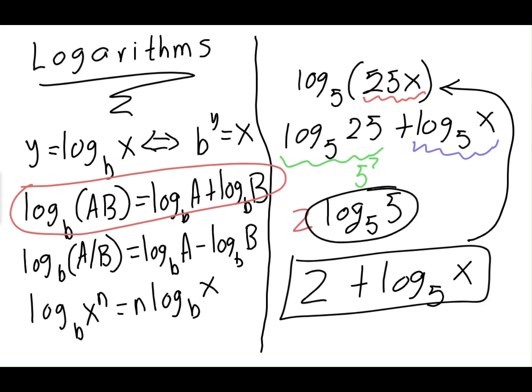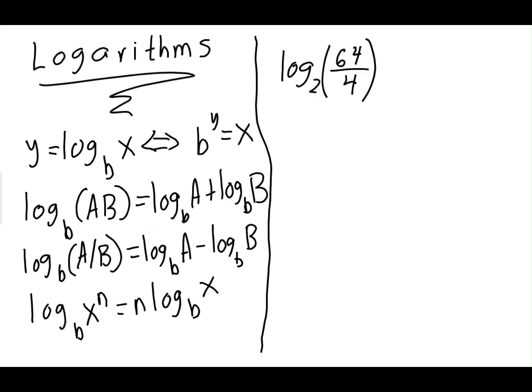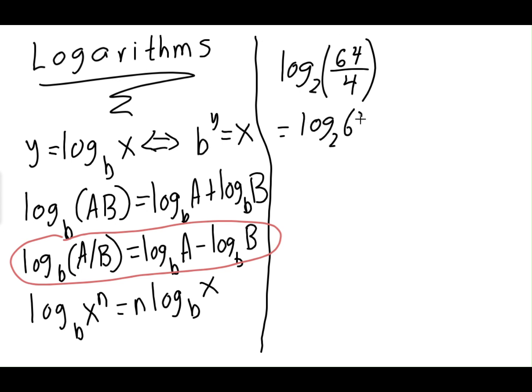All right, let's do another example. Let's simplify log base 2 of 64 over 4. Now here we have division. So we can use this rule that says that, hey, if it's in the denominator, it gets a subtraction sign. So we have log base 2 of 64 minus now log base 2 of 4.